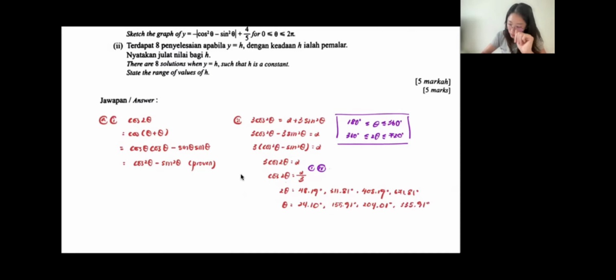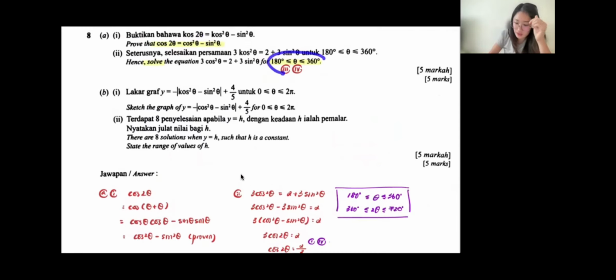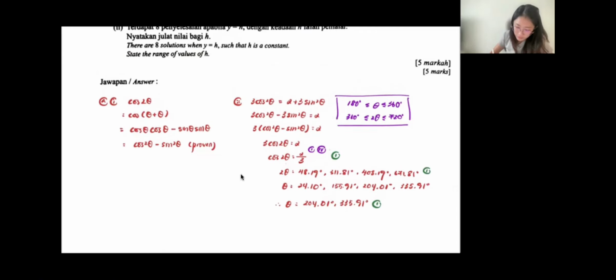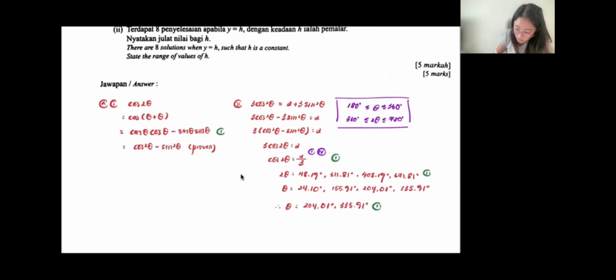But then take a look back to your question. You need answer covering in between 180 and 360 only. So which one gives you quadrant 3 and 4? Quadrant 3 and 4, this one and this one only. So write one more line over here saying that we are accepting these two. 335.91. Done. 1 mark given to you here, another mark given here. And then one more here. Cos 2 theta, this is 1 mark, 1 mark. Total 5 marks for 8A.